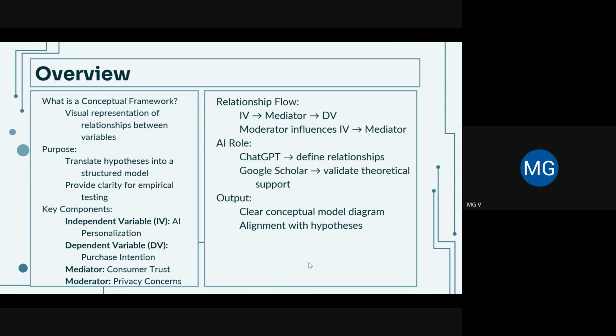ChatGPT can assist in structuring these relationships logically, but the researcher must validate them using literature from Google Scholar. A well-developed conceptual framework ensures clarity in research design and simplifies hypothesis testing using statistical tools such as SPSS. So this step is essential for Scopus index research as it demonstrates theoretical grounding and methodological rigor.